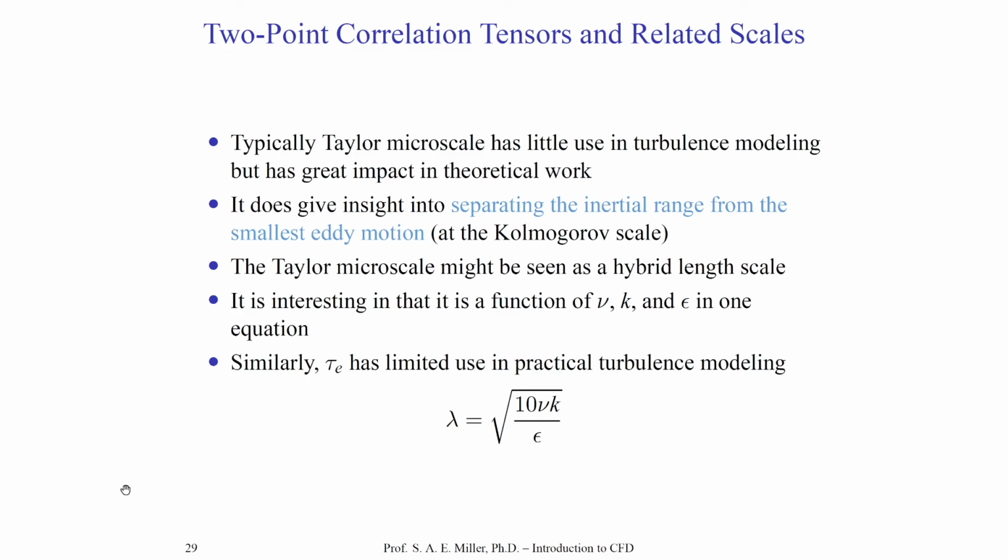A few more points. Typically, the Taylor microscale will have little use in turbulence modeling itself, but it has great impact in theoretical work. And if your CFD code doesn't recover these results for certain types of initial conditions, like homogeneous isotropic turbulence, then it likely has bugs in it and it has a bad implementation. It does give insight into separating the so-called inertial scales from the smallest eddies at the Kolmogorov scale. So from the Taylor microscale through the Kolmogorov scales, they might be viewed as the smallest eddies. This is going to be critical for a particular type of turbulence modeling, which is large eddy simulation. It might also be seen as a hybrid length scale.